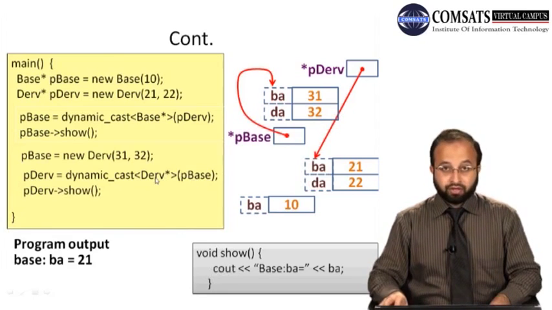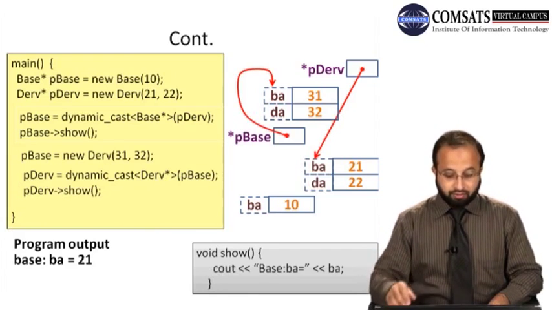And then we have a statement where the p base type pointer, we are converting that pointer into a drive pointer, right, and that is called a downward casting, right. So this is upward and this is downward.